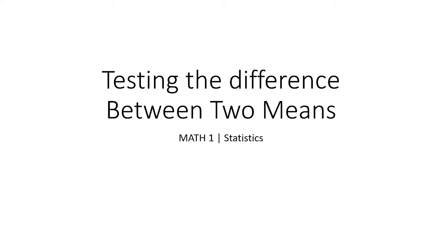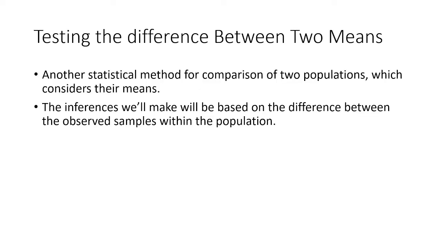But some sort of background for testing the difference between two means: this is just another statistical method for comparison of two populations which considers their mean. So the inferences we'll make will be based on the difference between the observed samples within the population. So we will not be looking into the population data itself, but it's more on the samples.